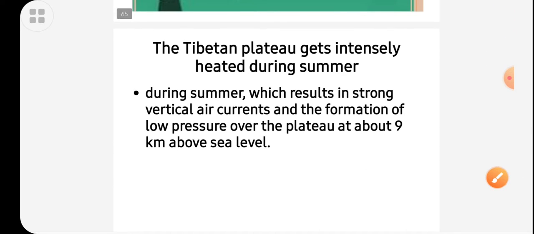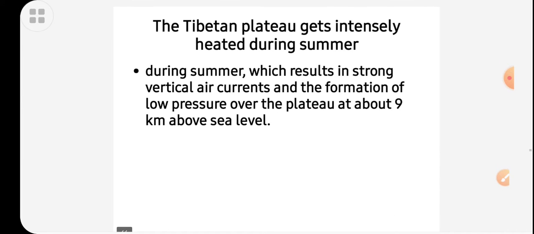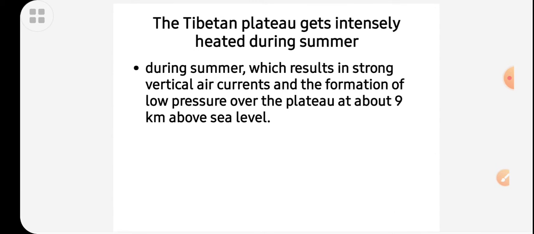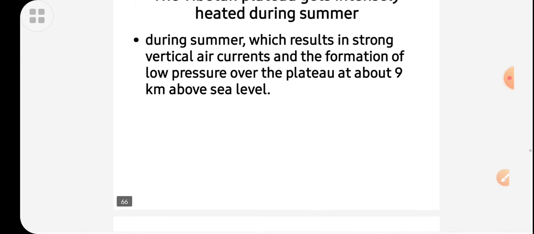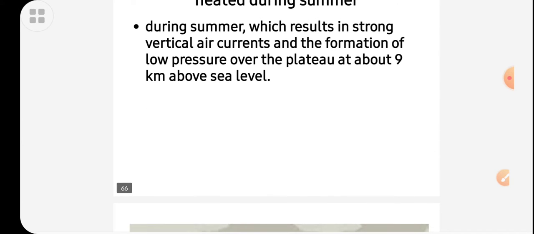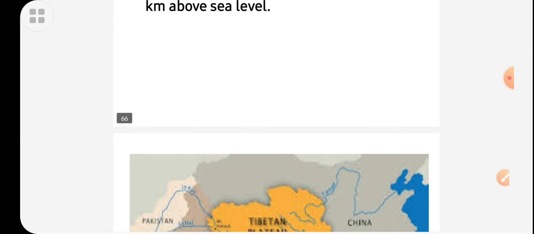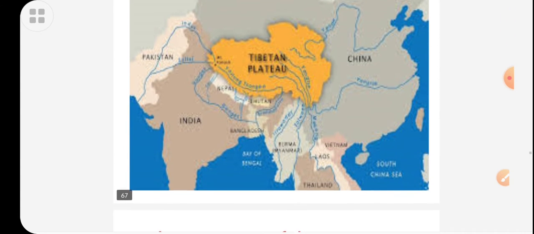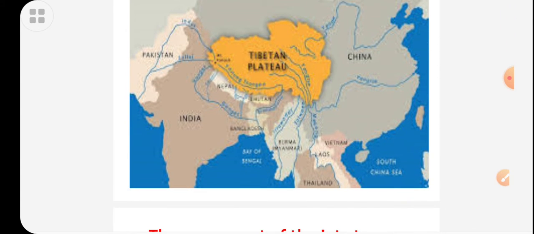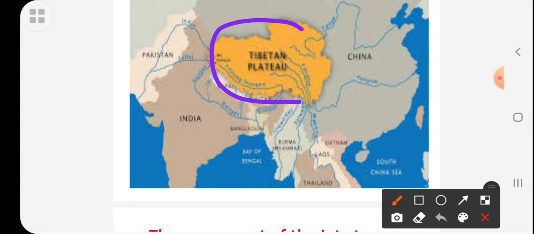The Tibetan plateau gets intensely heated during the summertime, which results in strong vertical air currents and the formation of low pressure over the plateau, which is 9 kilometers above sea level. I recently showed you what happens. Now with the diagram you can see this is the Tibetan plateau, and what happens to this plateau?